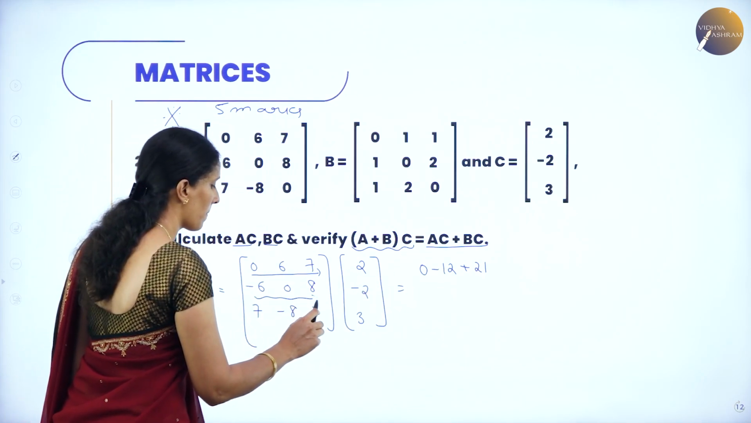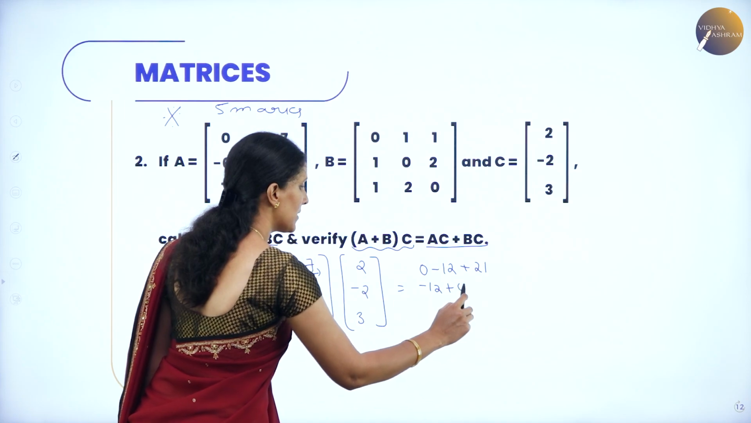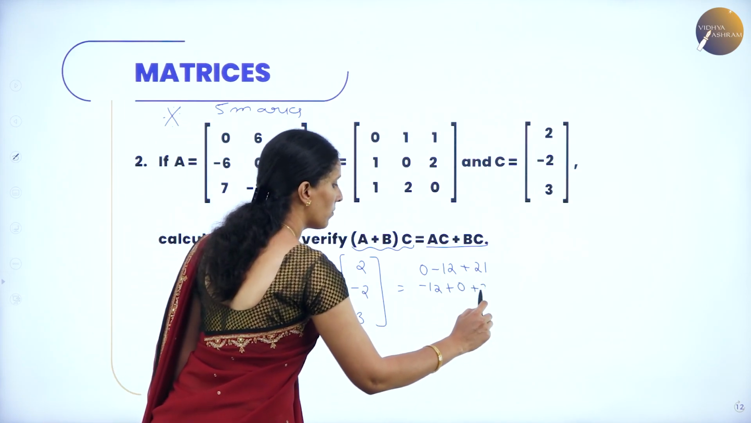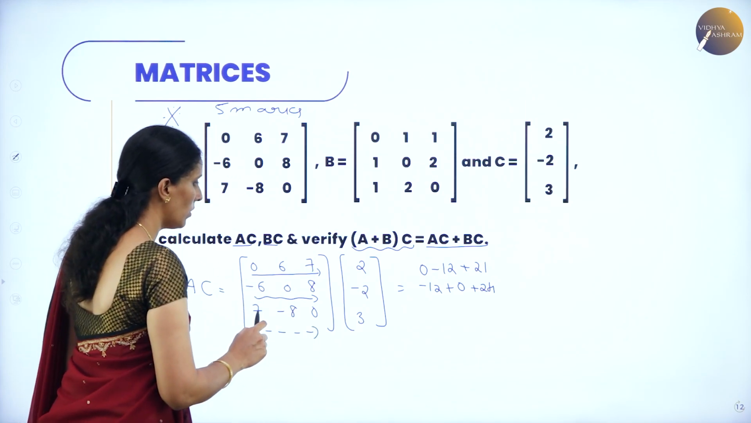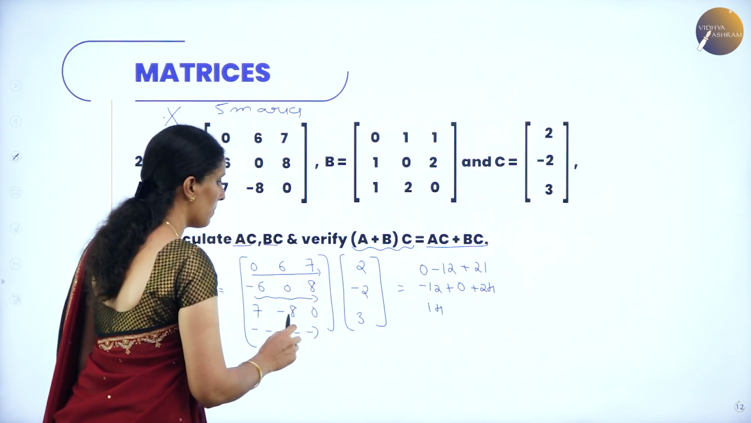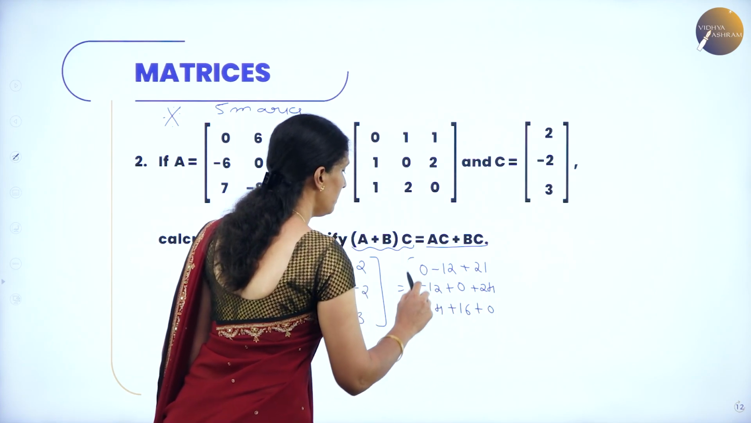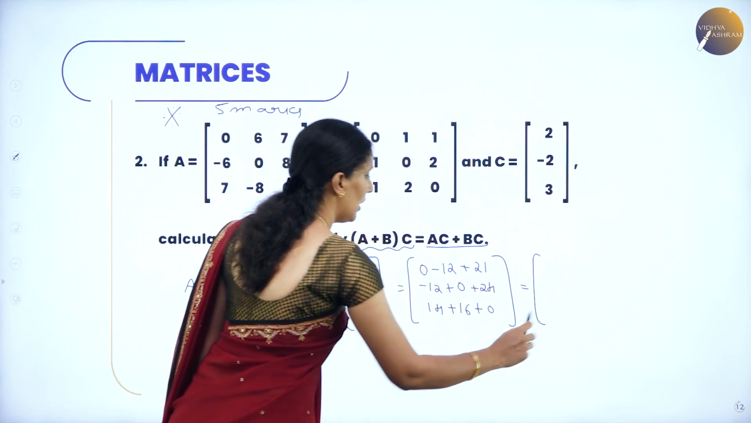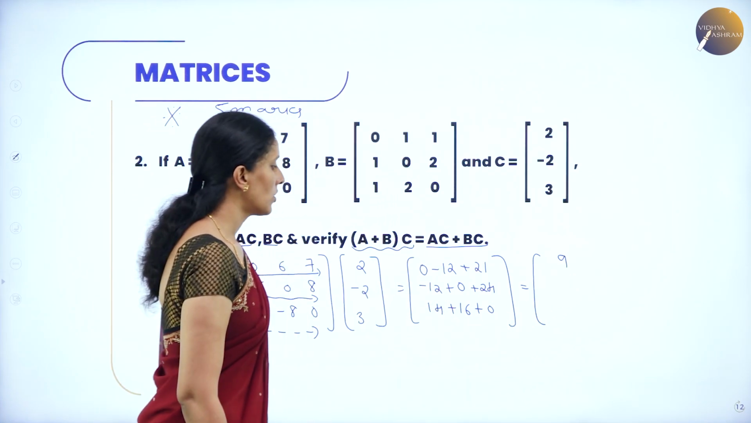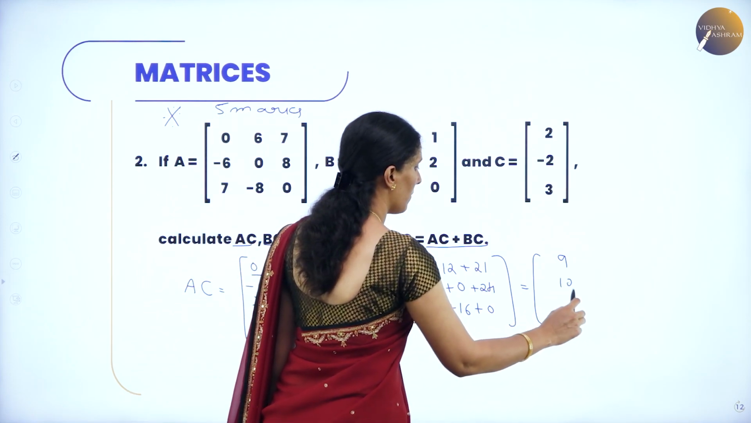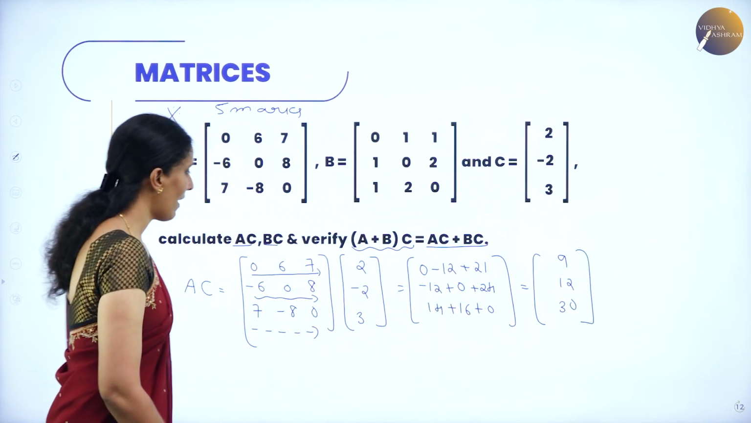Next, we will take this. Minus 6 into 2, minus 12. 0 into minus 2, plus 0. 8 3s are 24. Done. Now the last column here with row, third row. 7 2s are 14. Minus 8 into minus 2, plus 16, and here you will get 0. Let's solve it. Minus 12 plus 21. So this is 9. Next, 24 minus 12 is 12. 14 plus 16 is 30. So this is AC. So we have calculated AC.